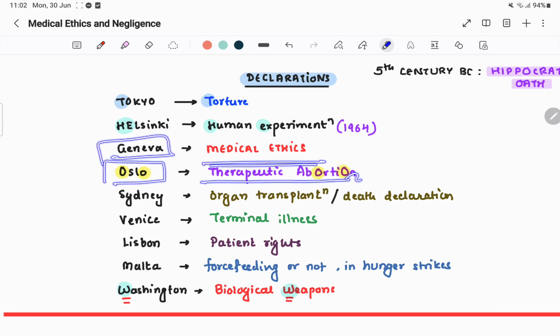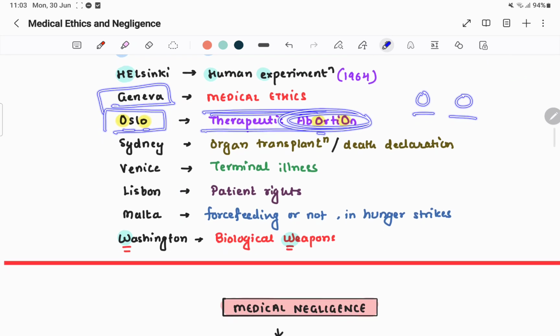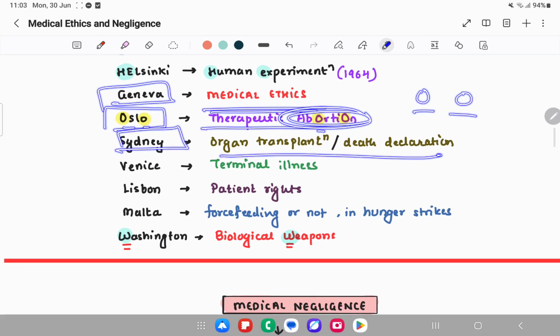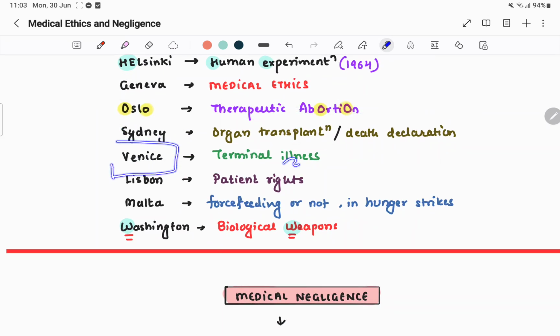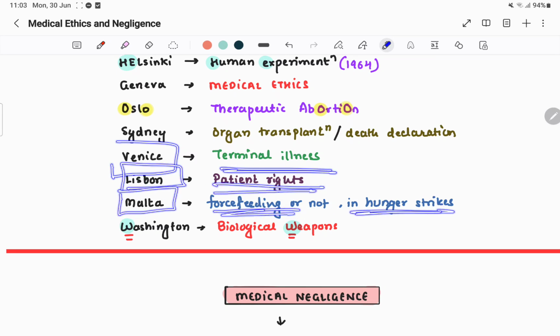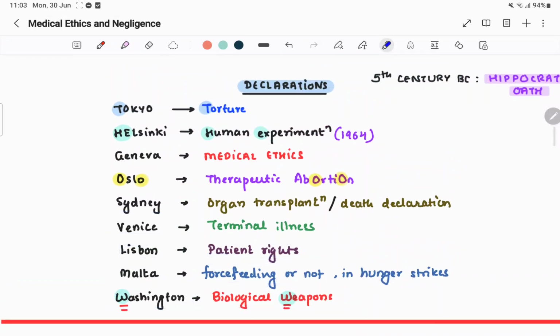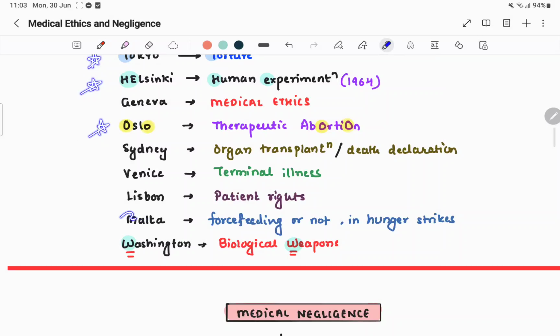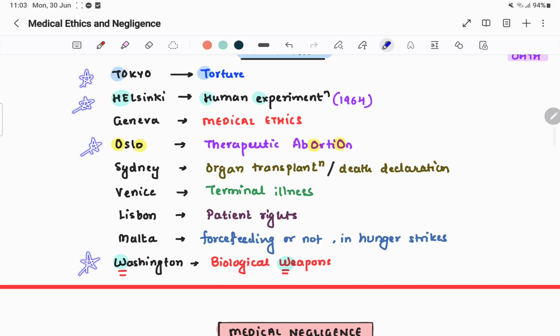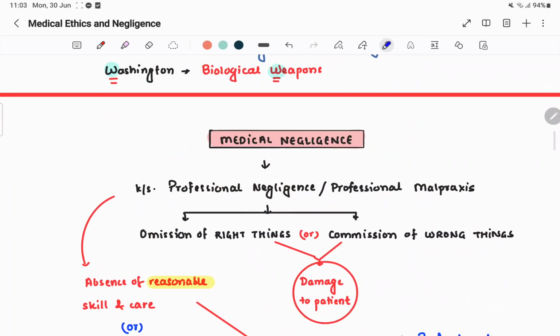Oslo for therapeutic abortion, okay, O and O, this and Oslo. Sydney for organ transplantation. Venice for terminal illness. Lisbon for patient rights. Malta for force feeding or hunger strikes. Washington for biological weapons. Okay, in which Tokyo is important, Helsinki is important, Oslo is important, and Washington is important. These are not much asked.